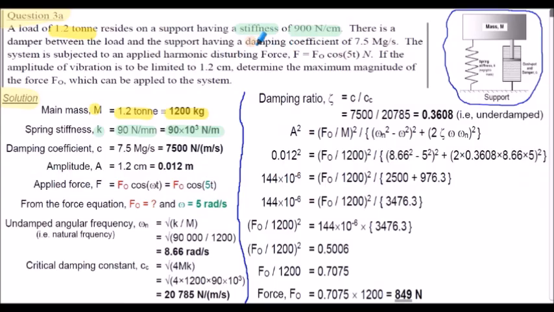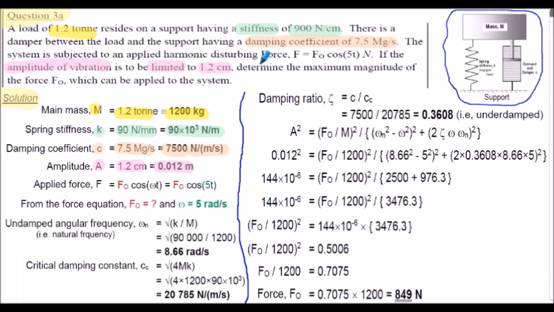The damping coefficient or damping constant is specified in terms of megagrams per second, so C 7.5 megagrams per second is actually 7,500 newtons per metre per second. Remember that damping constant or damping coefficient can be stated in various units. On this particular question, we're actually given the amplitude of the vibration. It's actually limited to 1.2 centimetres. So amplitude capital A is 1.2 centimetres, which converts to 0.012 metres.